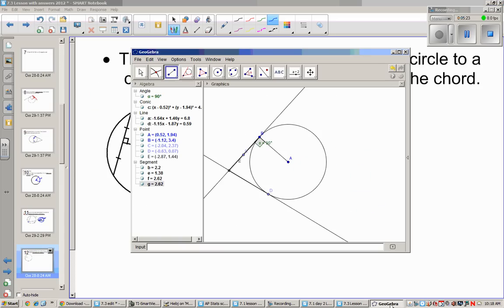Right, we're going to go back to GeoGebra now. I'm going to construct a new one here.